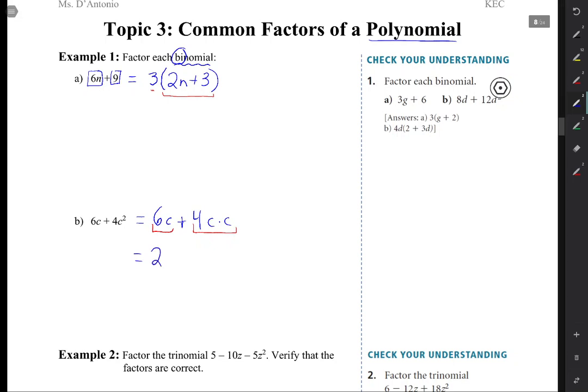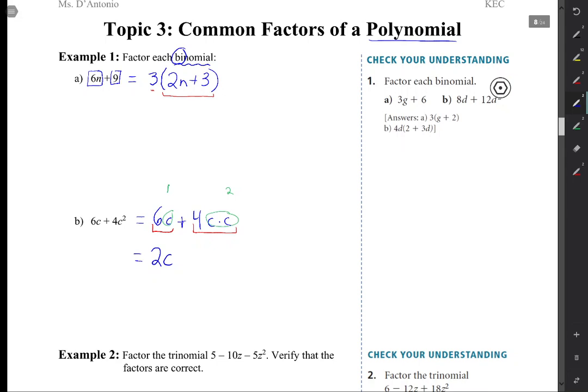Now when it comes to the variables, we want to think, how many variables are we able to pull out of each term? In the first term, we have 1 c, and in the second one, we have 2 c's. When we factor out the c's, there needs to be that many c's available to us in each of the terms. So I can only factor out 1 c, because in the first term I have one of them available, and in the second one I for sure have one of them available.